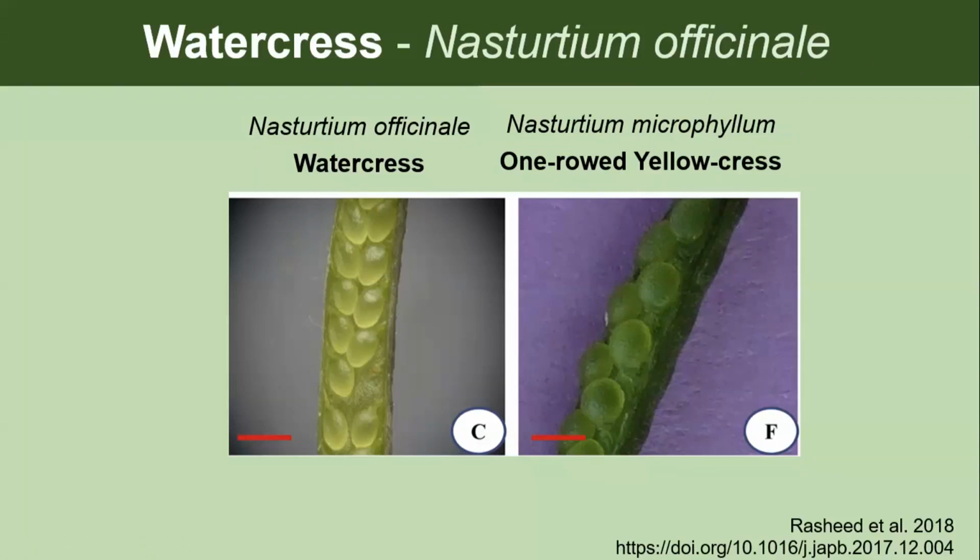So I encourage you, if you find watercress, report it as watercress, Nasturtium officinale, but try to get a good picture of the fruit. And we might be able to tell if by chance you've found this other more rare species. And I should mention, you're much more likely to find the normal watercress. This one-rowed yellowcress is not really known in most of the state, so you're not likely to find that one. This is just kind of a heads up that it's possible that when we have people out there looking for watercress, they might come across this other species.